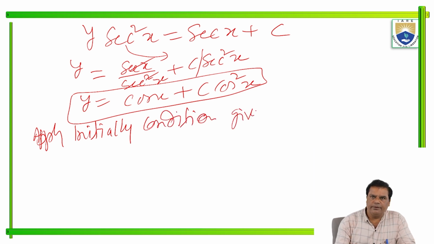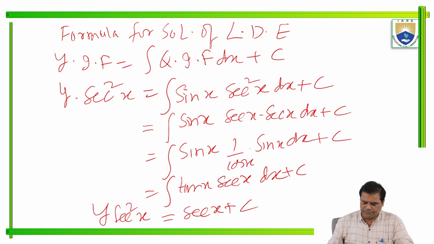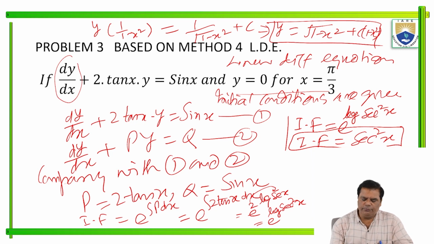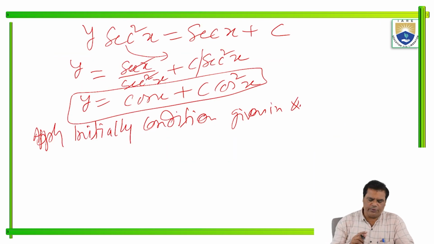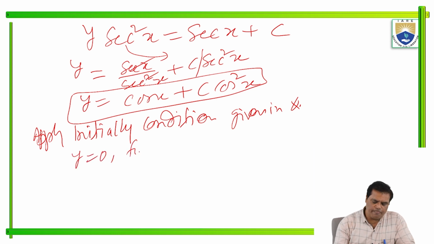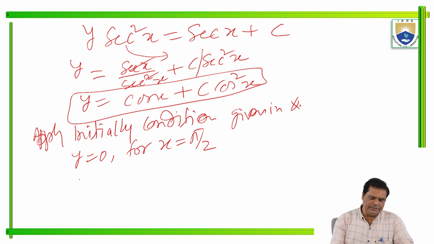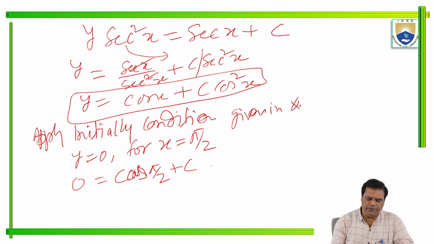The conditions given in the question are: y equals 0 for x equals pi by 3. So putting x equals pi by 3 and y equals 0, we get 0 equals cos pi by 3 plus c cos square pi by 3.